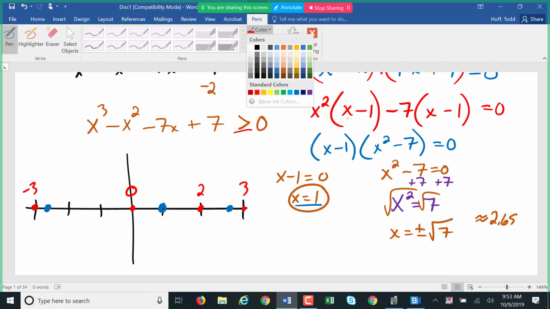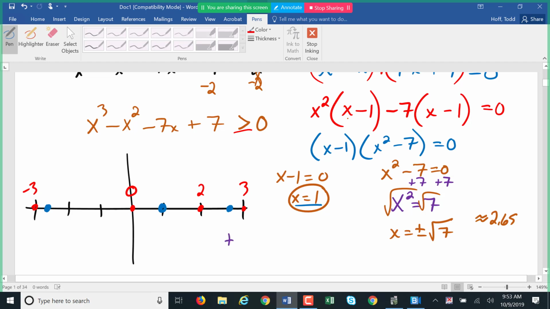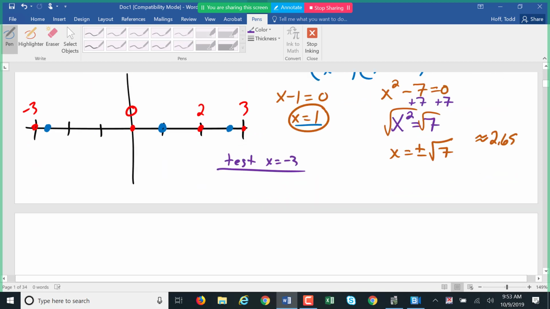So let's test x equals negative 3. And again, I go back to the original inequality, just in case I made a mistake. So this is negative 3 to the third power minus negative 3 squared minus 7 times negative 3 plus 9, and we need to test to see if that is greater than 2.